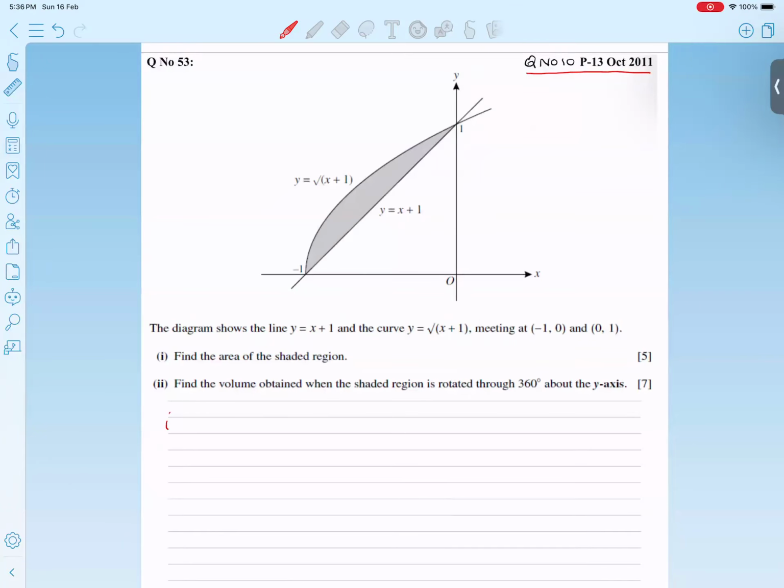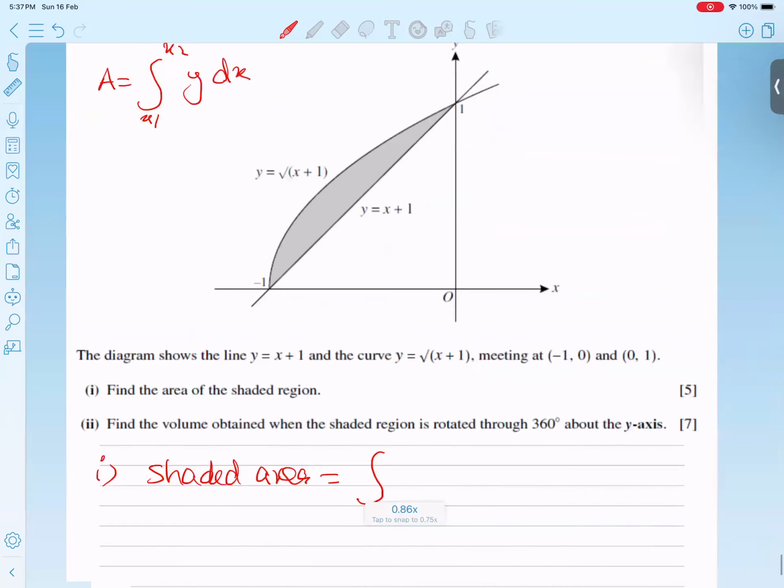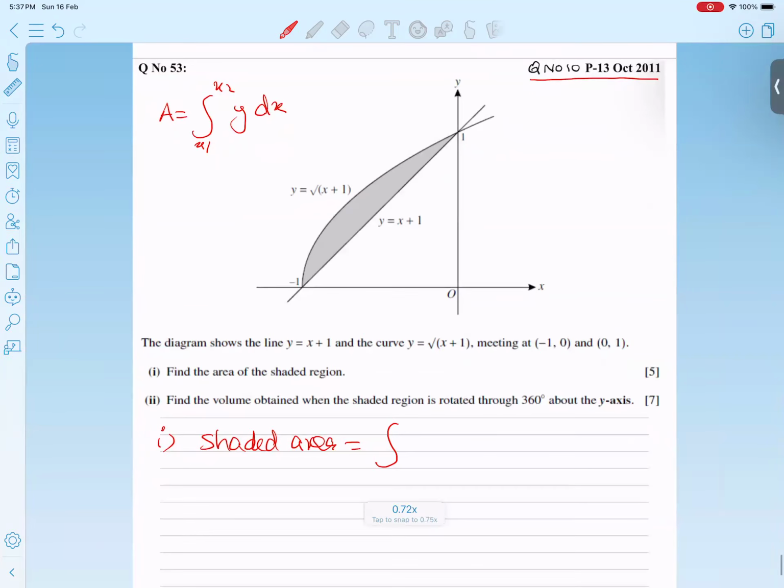So shaded area, part first. So how to get the shaded area? The basic formula for the area, I'm writing it now here. The area formula is basically the integral from x1 to x2 of y dx. The same formula I'm using now, but one time the upper curve, one time the lower curve. Okay, upper is this, I'm using this one. So root of x plus 1, minus this part, x plus 1, dx.